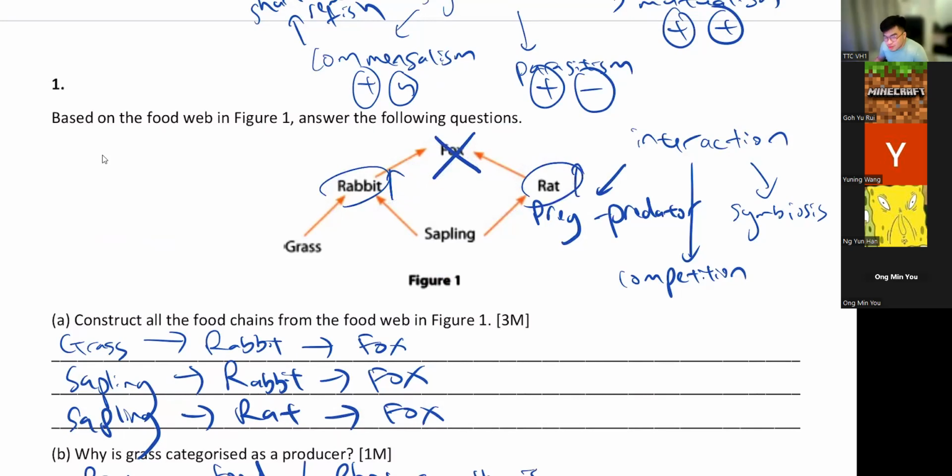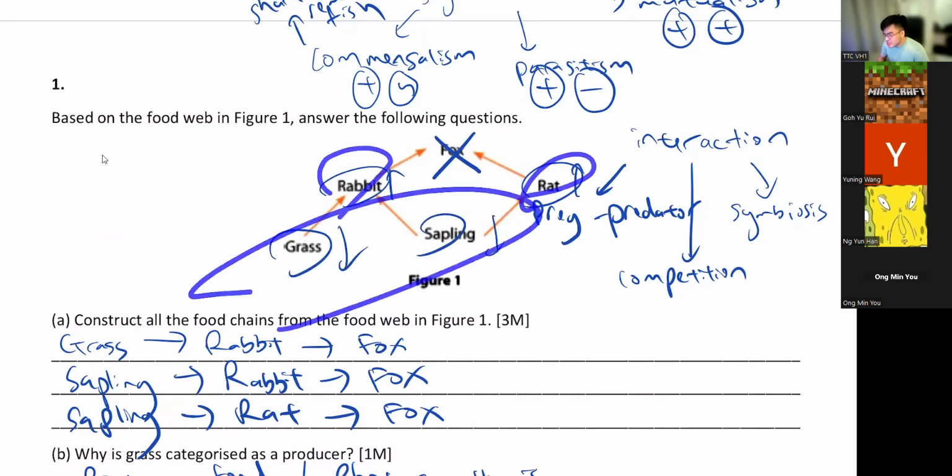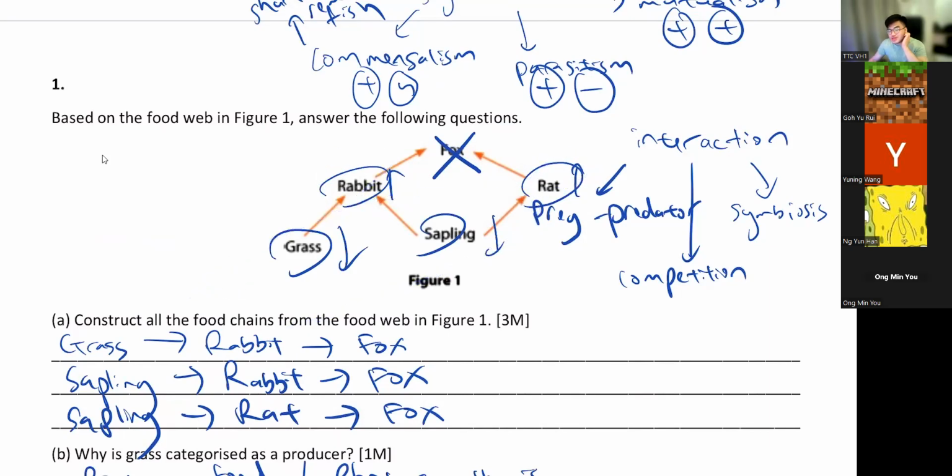But who's the not happy one? Now grass and sapling, they are not very happy because now you have more rats and rabbits and then they will finish eating all these things, right? So which is not a good thing, right?